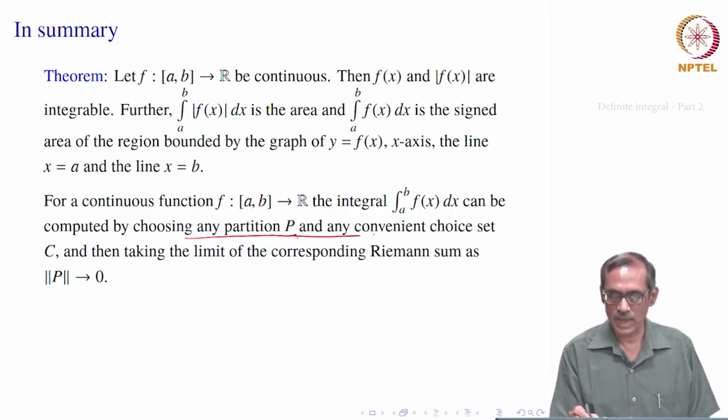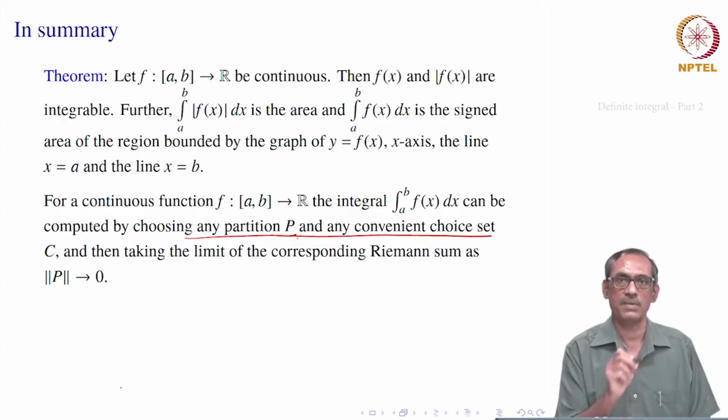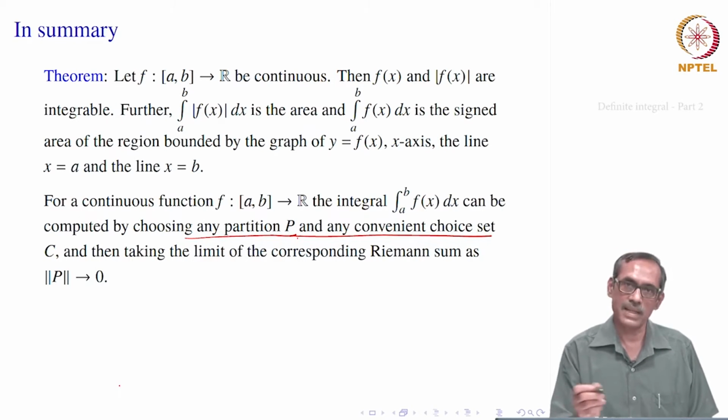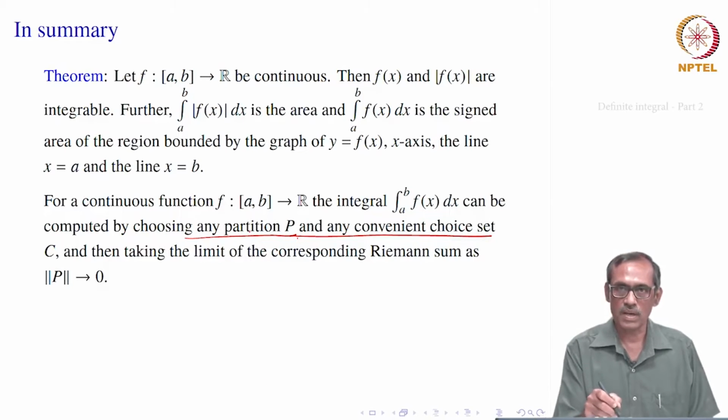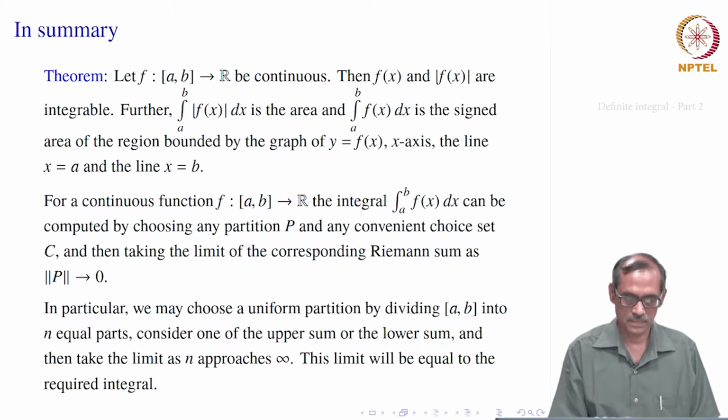So, that means we can choose any convenient choice set C: choose a partition, then inside each sub interval choose any convenient point C I, then take the Riemann sum and then take the limit as norm P goes to 0, right, as each difference between x I minus 1 and x I goes to 0. So, that is what we do for computing the integral.